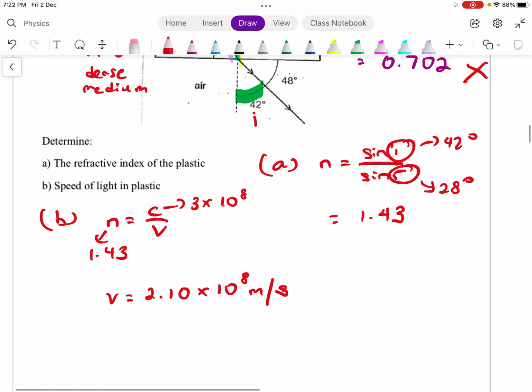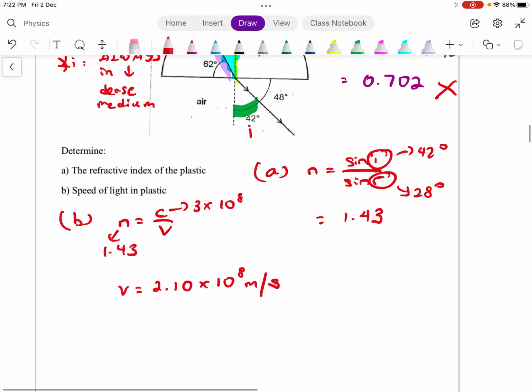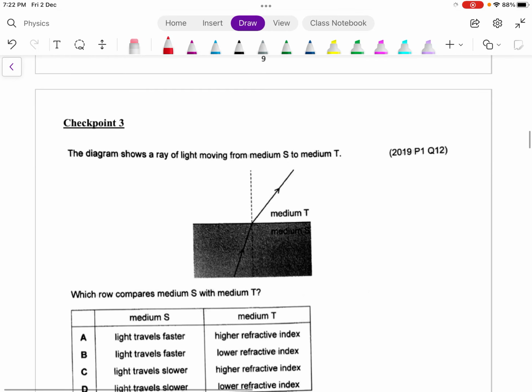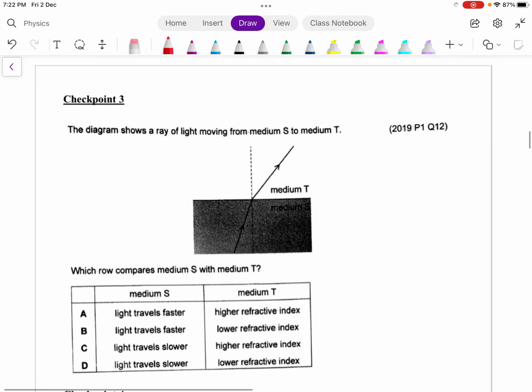Okay, so just take note of all the different calculations. I'll pause here, then I'll go through all the different checkpoints in other videos.